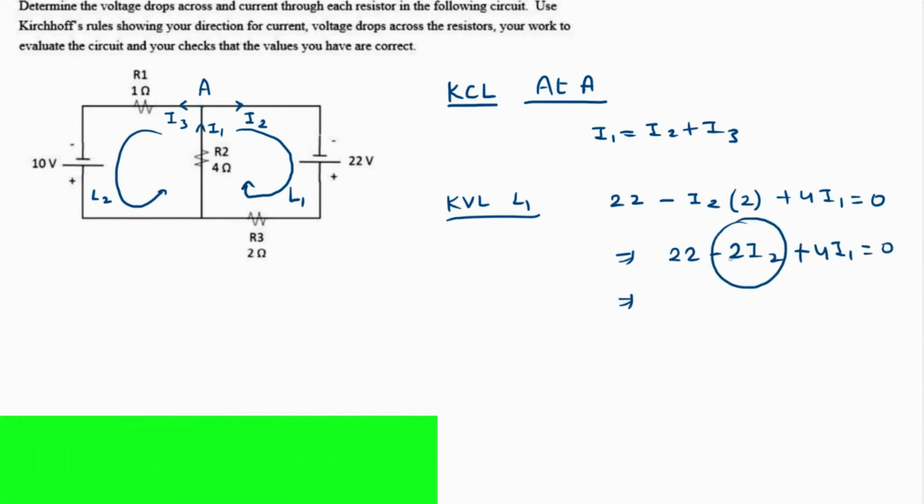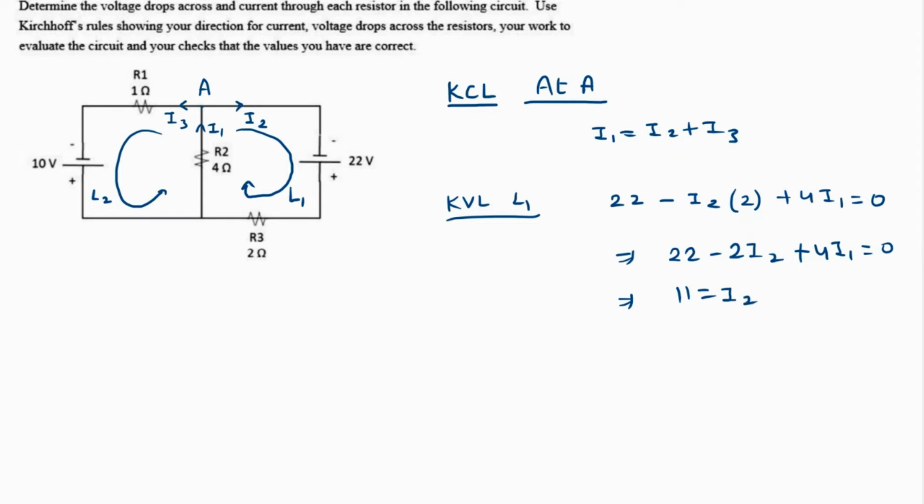Then let's move this over to the right and divide both sides by 2. So this will be 11 plus 2 I1, which is from these two, and that should be equal to I2. This is equation 1, this is equation 2, and then we apply KVL in loop 2 as well.